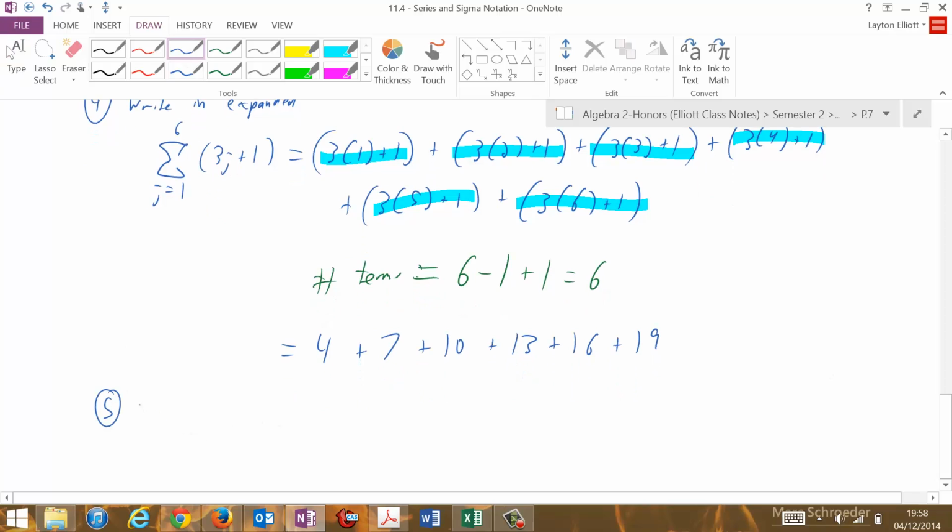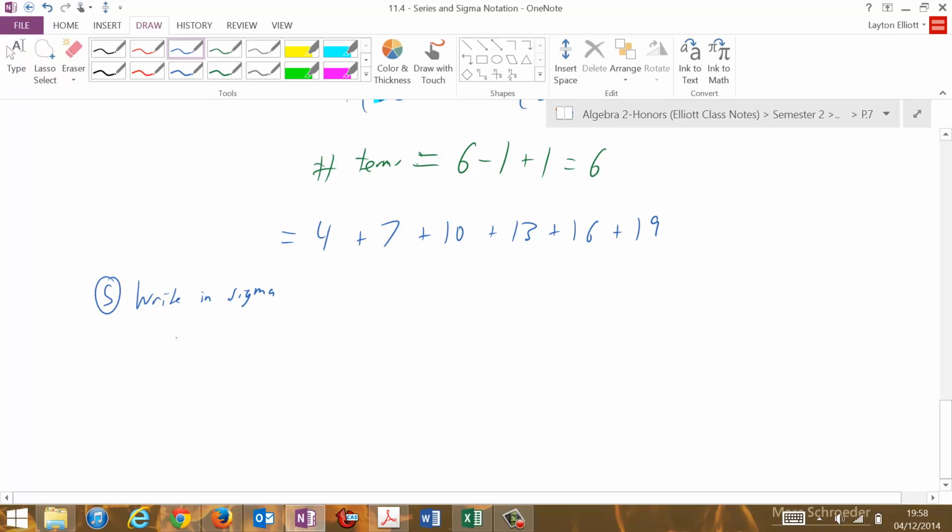Number 5, we're going to write in sigma. This is a little bit harder because you haven't done this before. So we're going to go 1/3 plus 2/5 plus 4/7 plus 8/9. Now the first thing you're going to want to do is figure out what is the pattern.